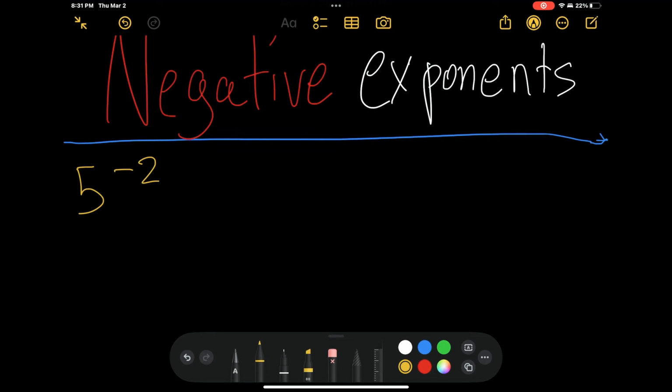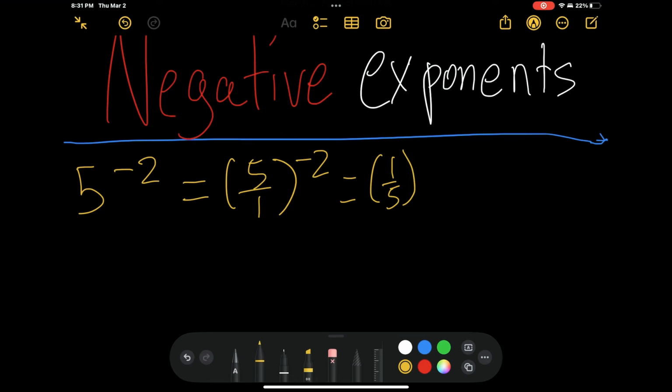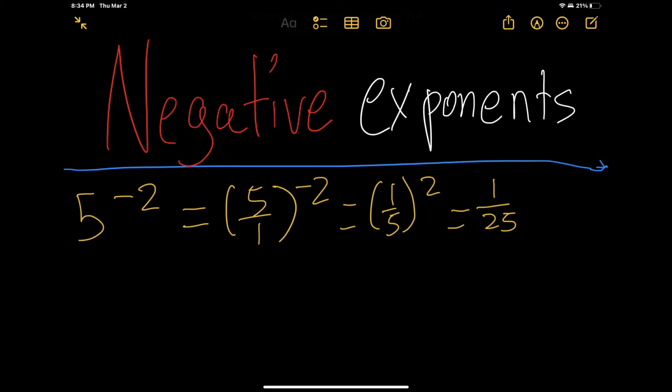Finally, when we solve negative exponent questions, we multiply the reciprocal of the number by itself. 5 to the power of -2 equals 5 over 1 to the power of -2, which equals 1 over 5 to the power of 2, which equals 1 over 25, because 1 times itself equals 1, and 5 times itself equals 25.